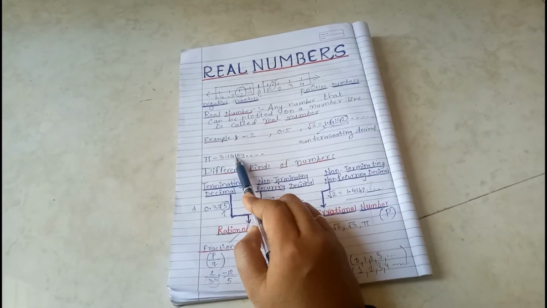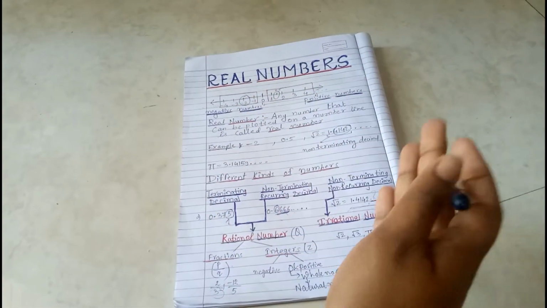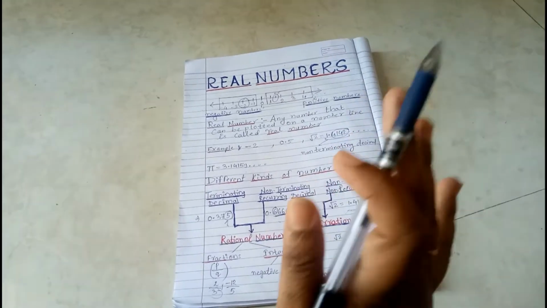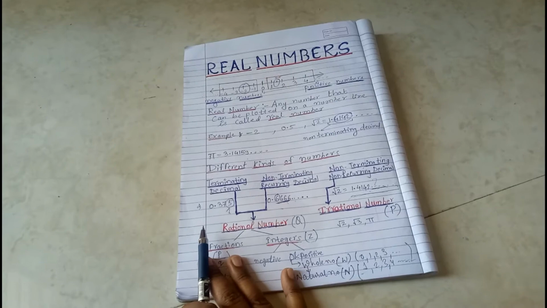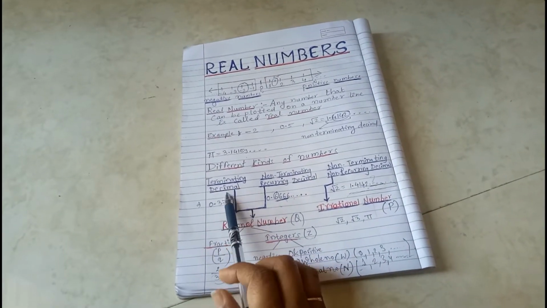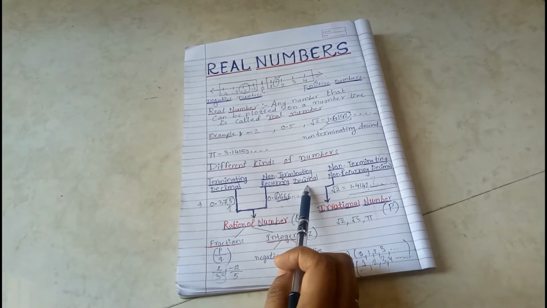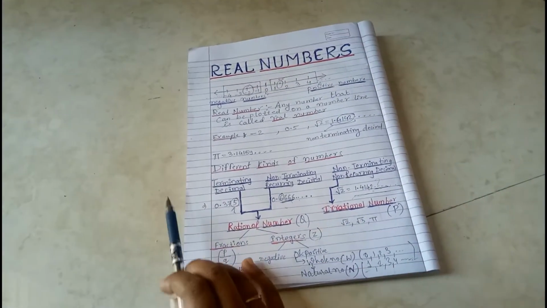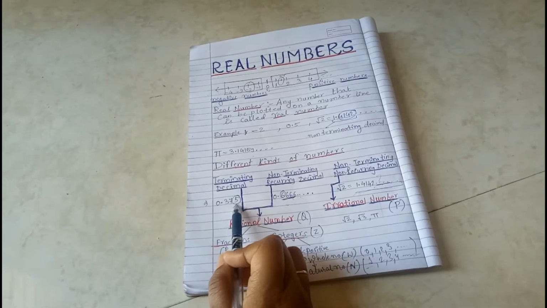The value of pi you will find somewhere after 3. So friends, by this you can say real numbers are the numbers that can be plotted on a number line. This will be an easy definition for you. So let us see different kinds of numbers: numbers with terminating decimal, next non-terminating recurring decimal, then numbers with non-terminating non-recurring decimal. Terminating decimal, for example 0.375.